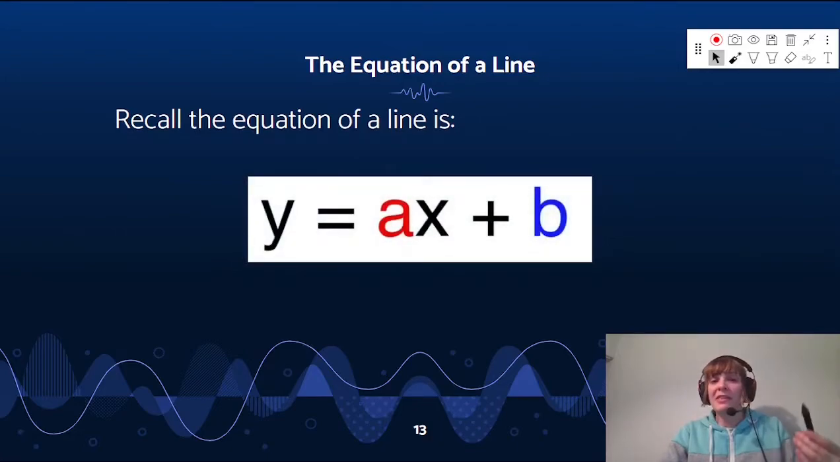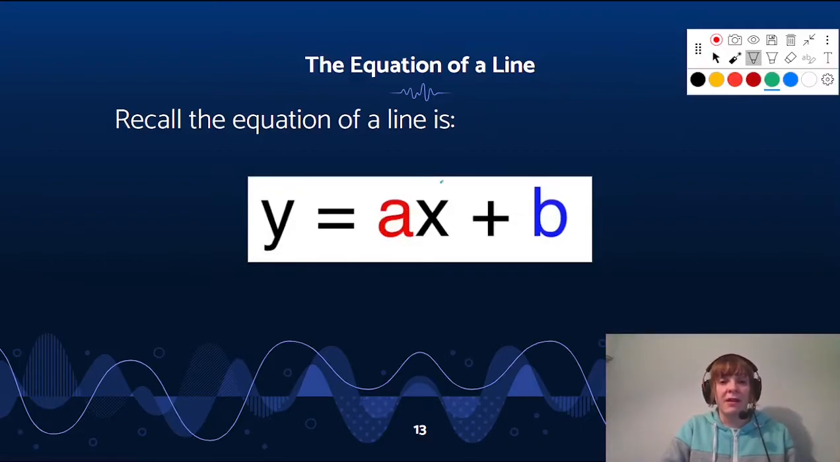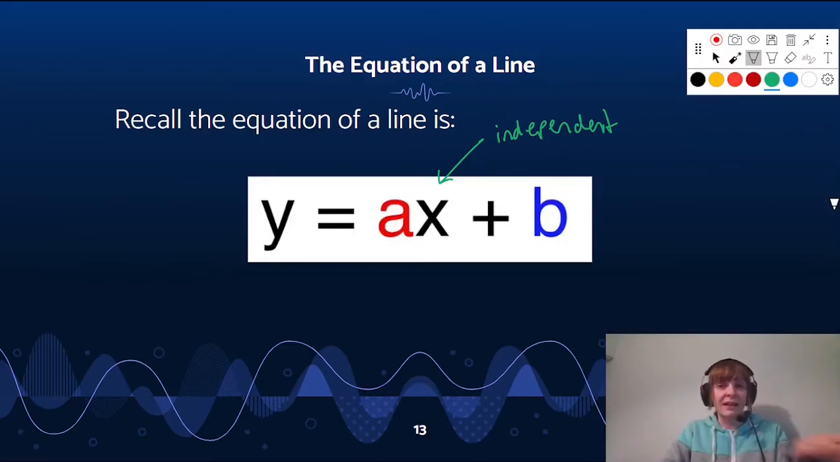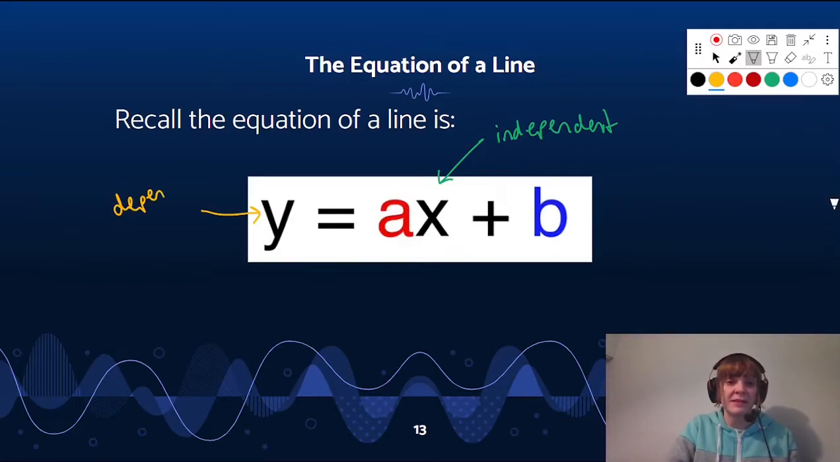If we recall, the equation of a line is written as this: y is equal to ax plus b. Now x represents our independent variable, right? That is our independent variable, and this is your point along the x-axis. And then we have our dependent variable, which is represented by the y. So this is your dependent variable right here, and that value is given by the y-axis.